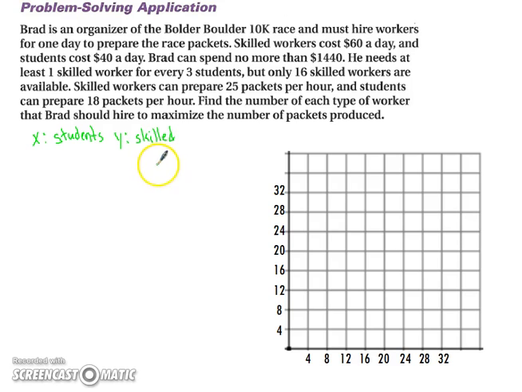So now let's look at the constraints. Well, we can't have negative amounts of students and skilled workers. So therefore, x has to be greater than or equal to 0, and so must y. 2 constraints down. Now, my hint to you is there are 3 more constraints for this problem. Take a moment and pause the video and see if you can come up with the 3 constraints. When you return, the 3 constraints will be provided to you.